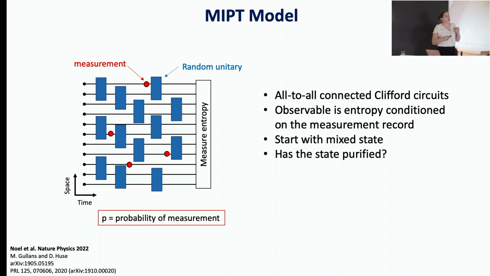In our case, the observable that we're going to use is the entropy of the system conditioned on the measurement record. We're going to be looking for a purification transition, which means we start in a mixed state, and then at the end, look at the entropy and ask, has the system purified? So this is the basics of the model. And of course, now we have to turn this into something that is good for running on our system.